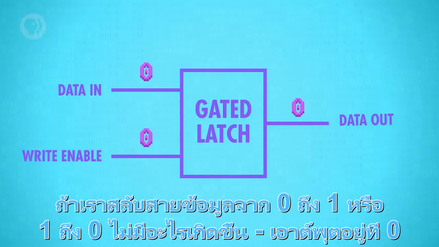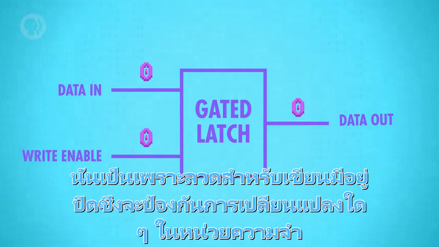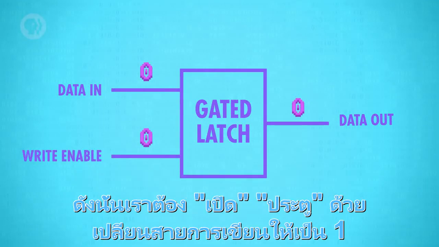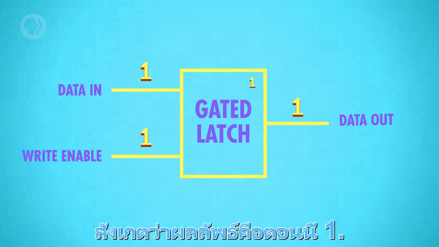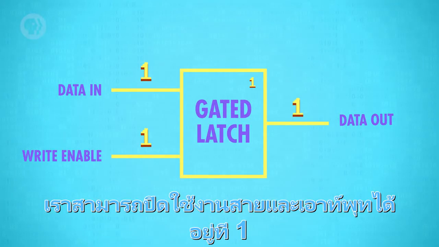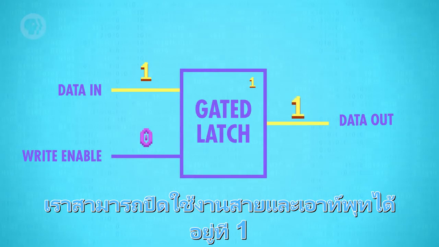The output stays at 0. That's because the write enable wire is off, which prevents any change to the memory. So we need to open the gate by turning the write enable wire to 1. Now we can put a 1 on the data line to save the value to our latch. Notice how the output is now 1. Success! We can turn off the enable line and the output stays as 1.